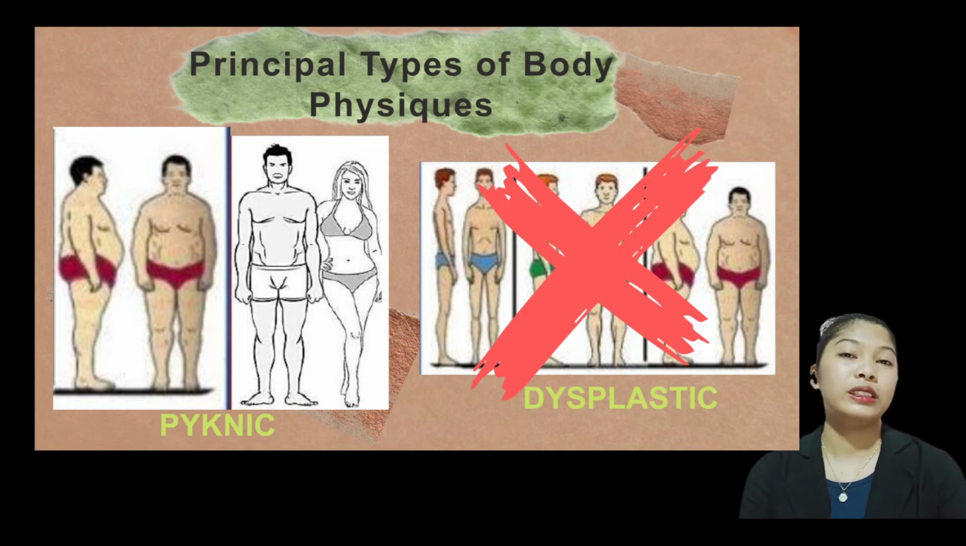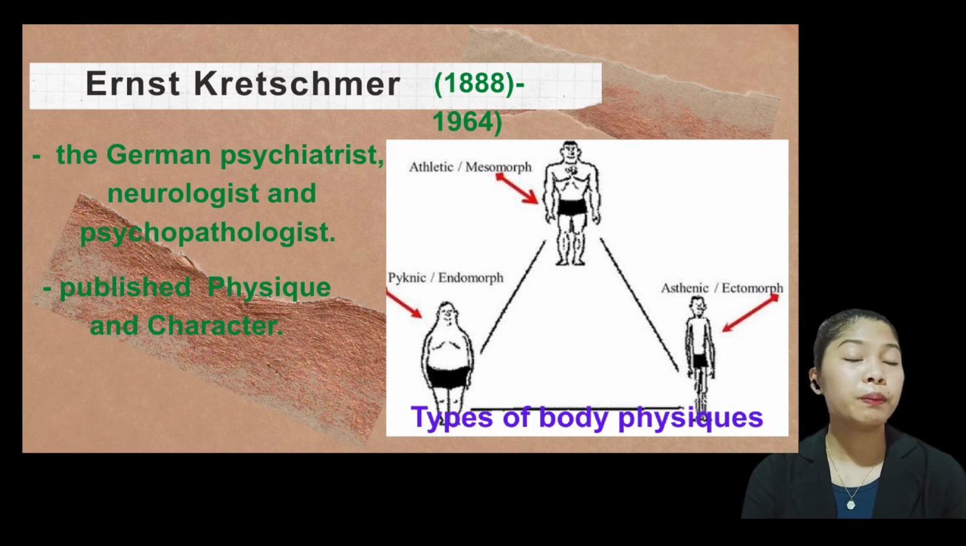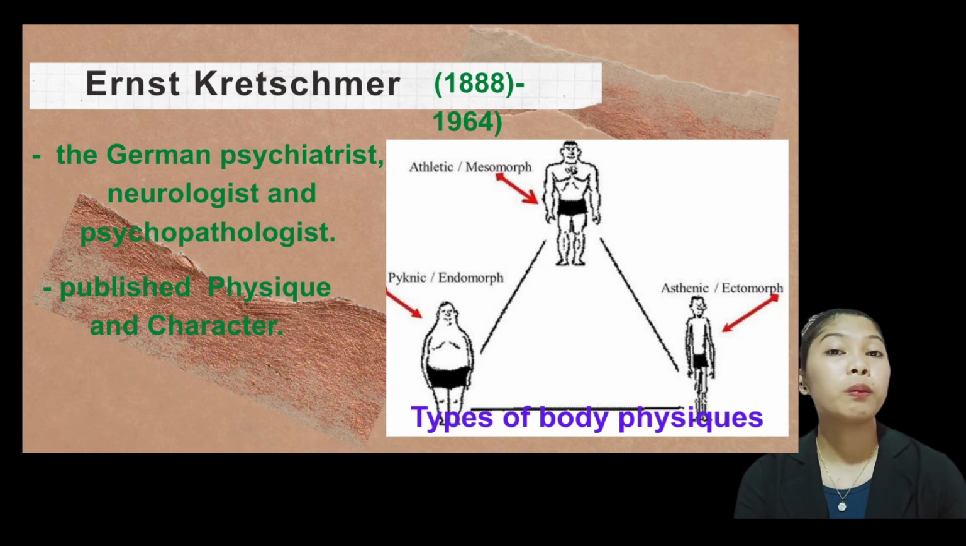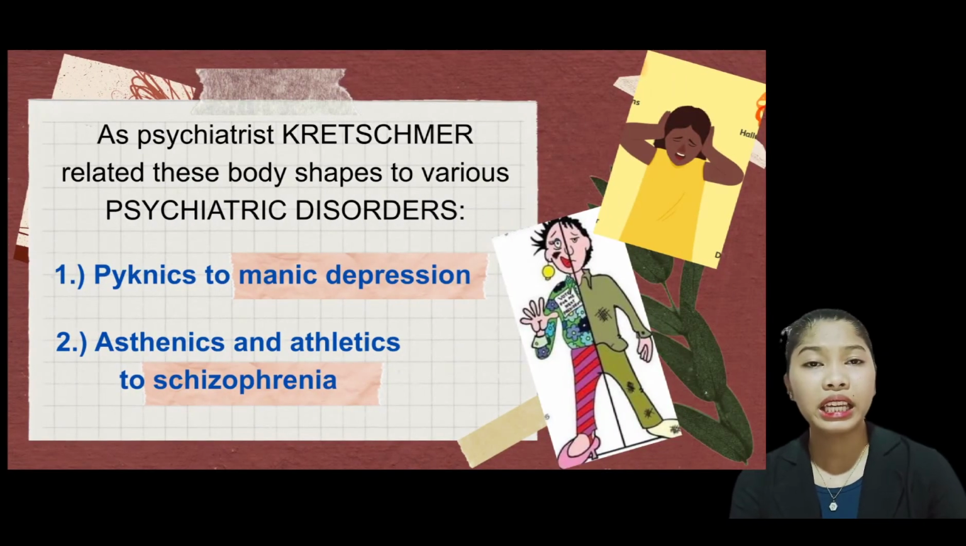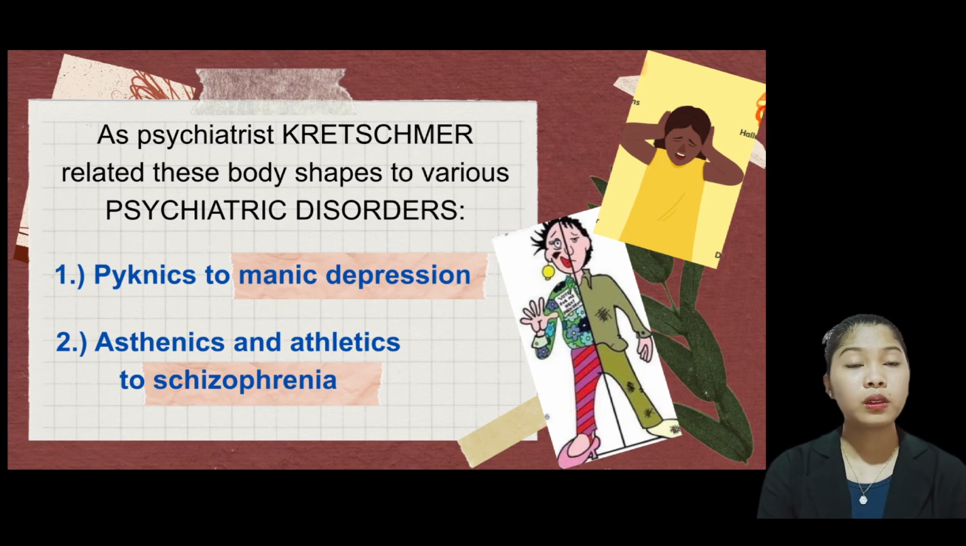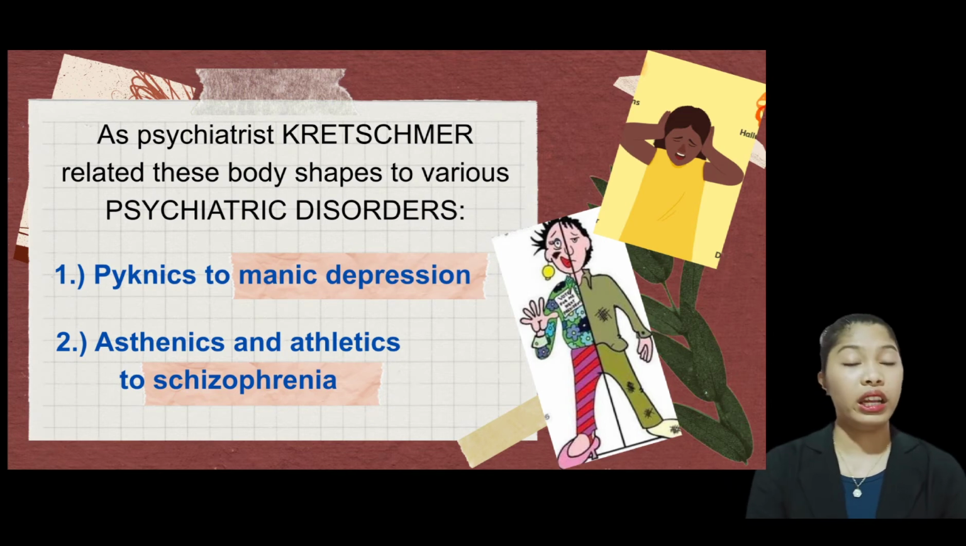Again, if you are going to relate that with the body types of William Sheldon, we have the athletic compared to mesomorph, pyknic considered as endomorph, and asthenic compared to the ectomorph of William Sheldon. As the psychiatrist, Kretschmer related these body shapes to various psychiatric disorders. Pyknic, they have manic depression; asthenic and athletic, schizophrenia.